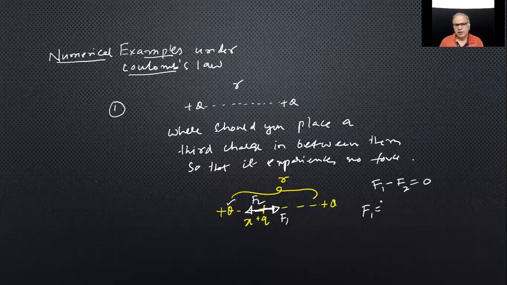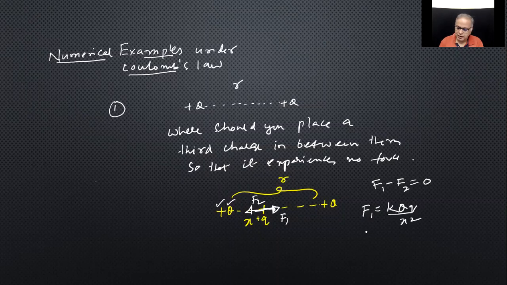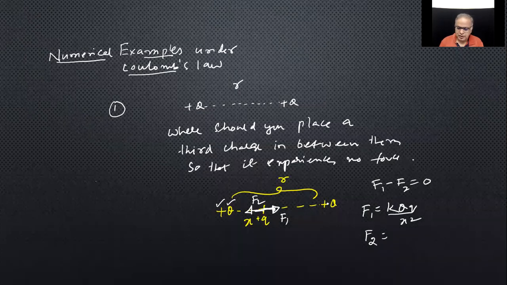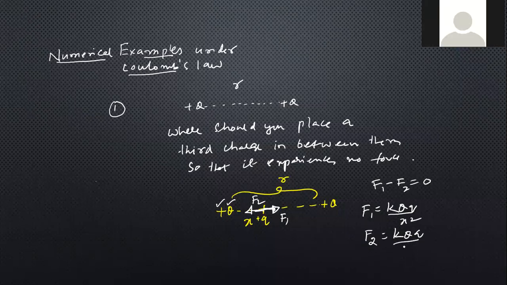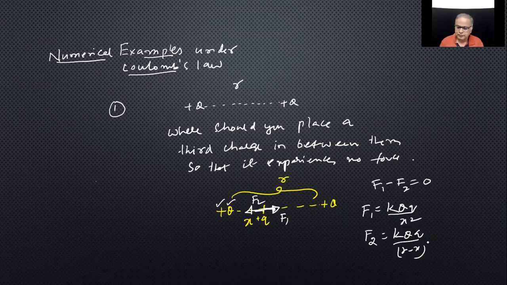Instead of writing 9 into 10 to the power 9, you can write K. F1 is because of this, I told you. This is repelling it, pushing plus Q away. K Q by X square. F2 is what? K Q by (R minus X) whole square. Hope you understood. It's not so difficult. So K Q into Q.